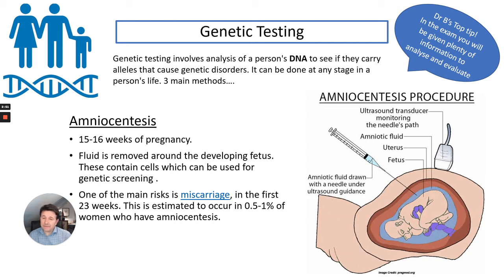So this happens at 15 to 16 weeks of pregnancy. Fluid is removed from around the developing fetus, and this contains cells that are used for genetic screening. So what they'll be doing is looking for a genetic disorder, and then deciding whether the baby needs to go to full term or not. One of the main risks of this is miscarriage, in the first 23 weeks of the pregnancy. This is estimated to occur in 0.5 to 1% of women who have amniocentesis.